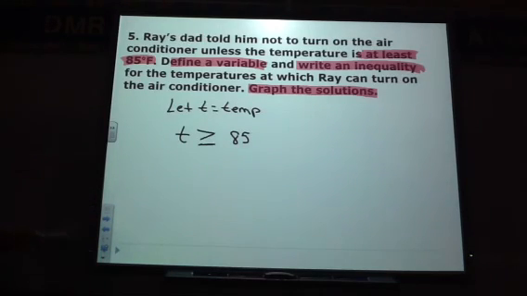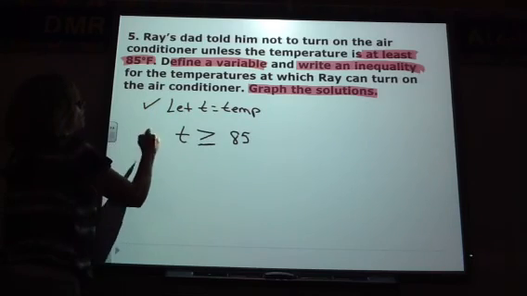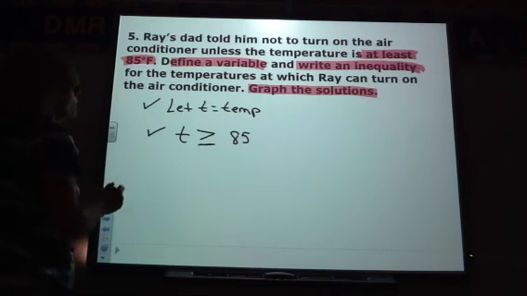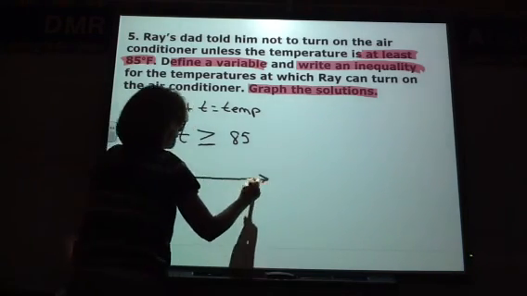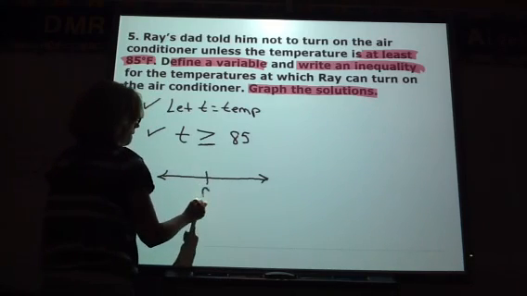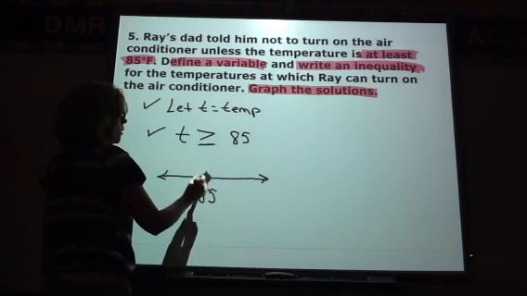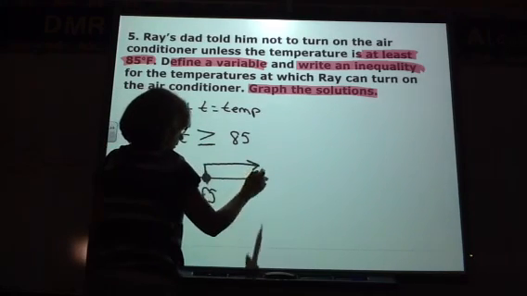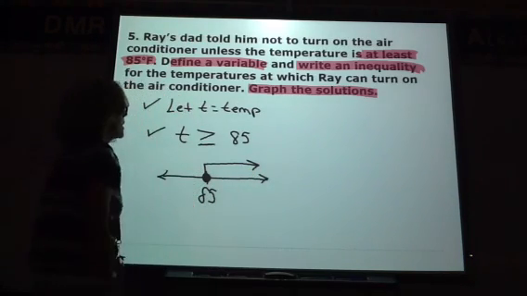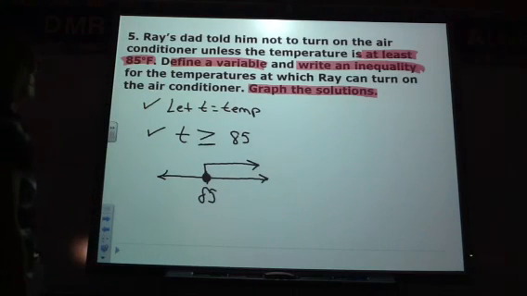All right, so define the variable, write an inequality. Now it wants us to graph it. We're going to include the 85, so it's a closed circle. Solution set is all the temperatures that are higher than 85 degrees.